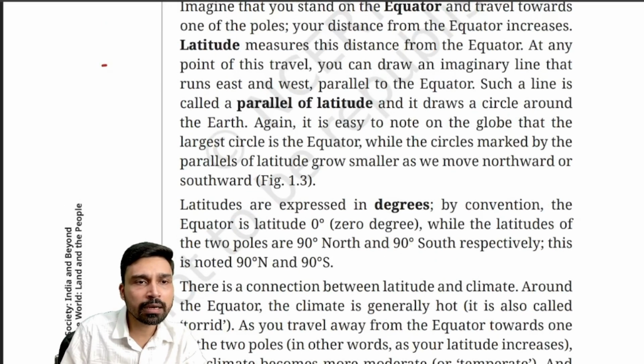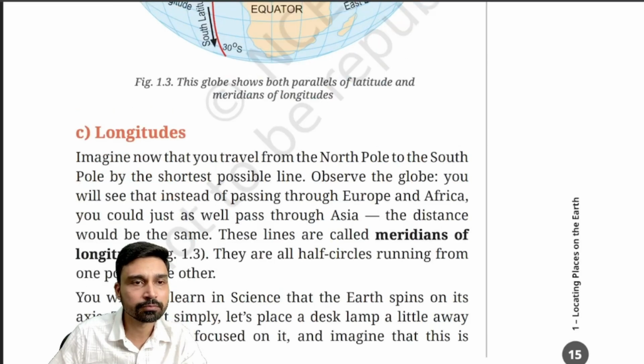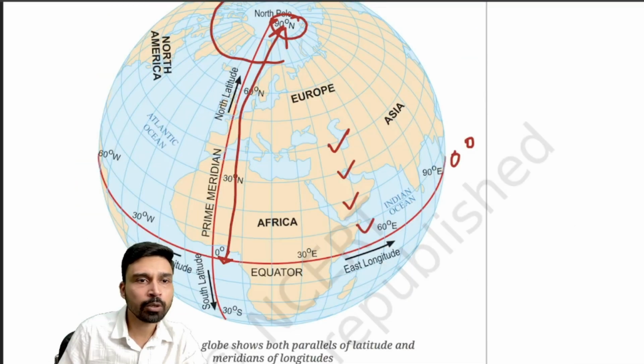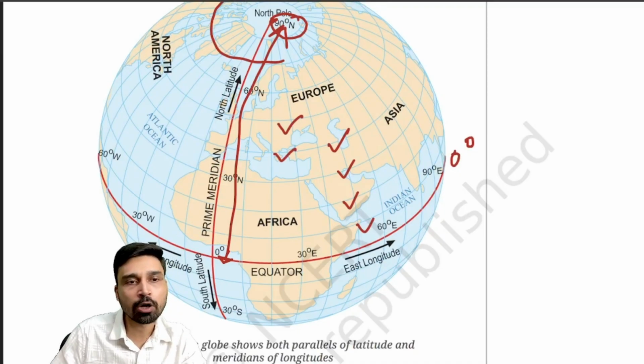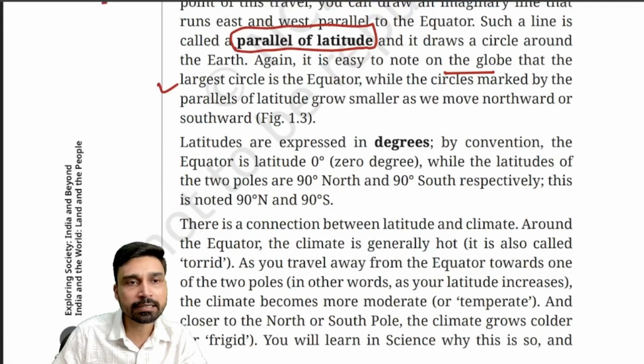Latitudes are also referred to as parallels of latitude. Why parallel? Because we have just seen in this particular picture that all the latitudinal lines are drawn parallel to each other between the equator and the poles. And again, it is easy to note on the globe that the largest circle is always the equator. As you go toward the poles, what is happening? Look at the picture here. When you are moving toward the poles, the size of the circle, the diameter of the circle, keeps on getting smaller and smaller. So that's why the equator is also many times referred to by the name of great circle.